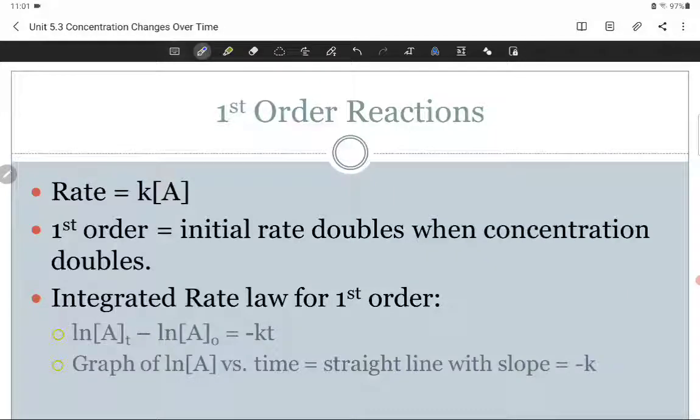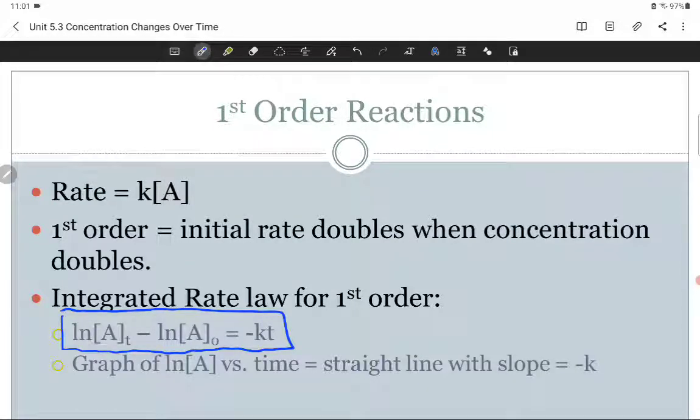We have a couple equations that we can use, and this, I believe, is in your equation sheet, so you don't have to memorize this. And this uses the natural log. So the natural log of a concentration at a period of time minus the natural log of the concentration initially, that's what that little O means there, equals negative K, the rate law constant, times time. Okay, so we can solve for any of those parts.